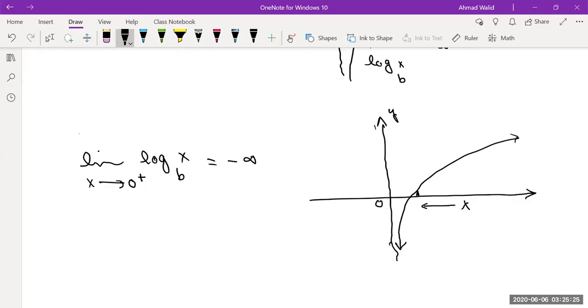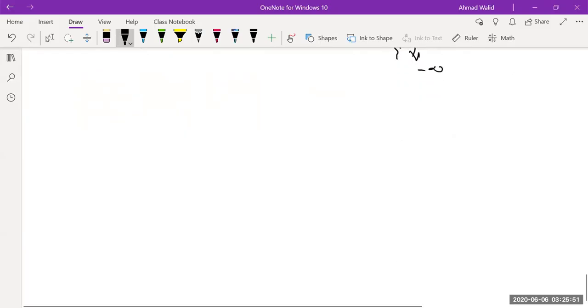Now, as x approaching 0 from the right, you see your graph is going down. The log graph is going down towards negative infinity. That's why we have the limit of log x base b as x approaching 0 from the right equal to negative infinity. These are the two rules of the limit of logarithmic functions. Let's do now an example, correct?